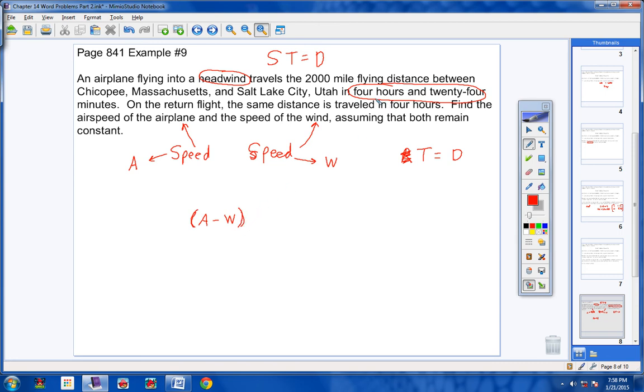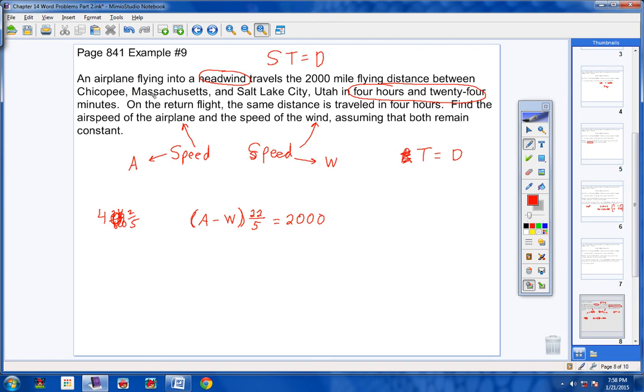Now how long did it take them? 4 hours and 24 minutes. That would be the same thing as 4 and 24 over 60. Now 24 over 60 reduces to 0.4, or 2/5. So you really have 4 and 2/5. So we're going to put 22 over 5 for the time. That would be hours. 22/5 hours. So here's my speed right here, here's my time right here. So speed times time equals what? Distance.